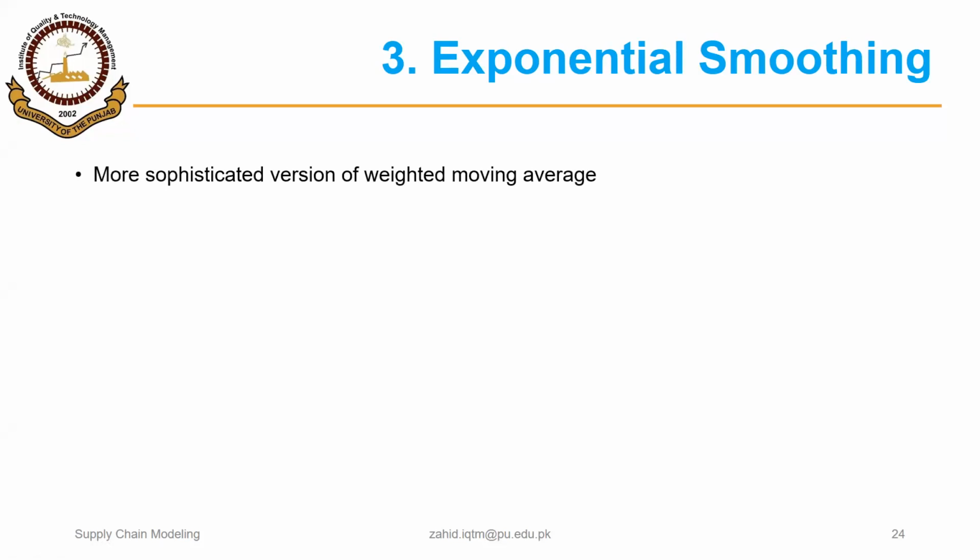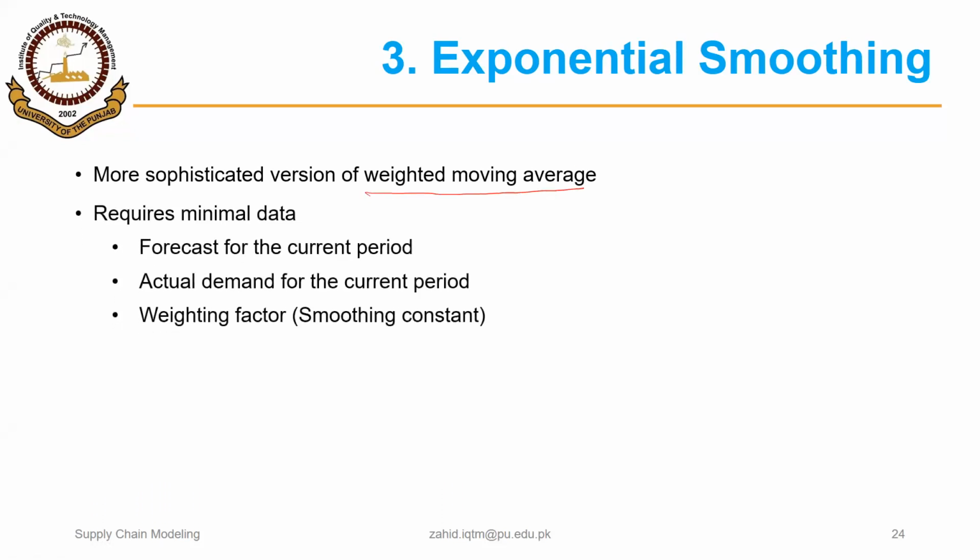Exponential smoothing is a more sophisticated version of the weighted moving average that we discussed in the previous segment. It requires minimal data to forecast demand for the next period. It requires the forecast for the current period, the actual demand for the current period, and a weighting factor or smoothing constant designated as alpha.